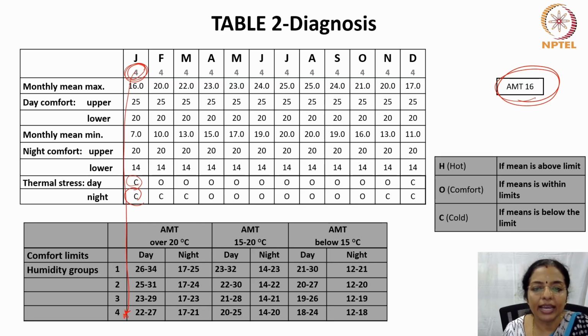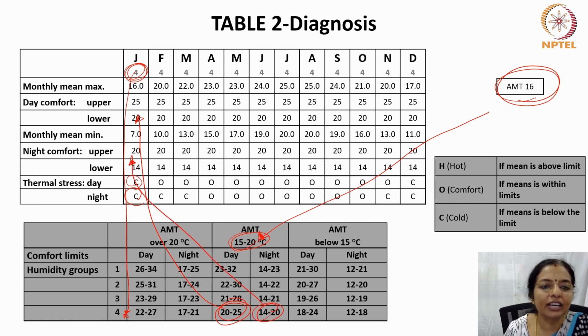AMT below 15 degrees centigrade, and here there is AMT which is 25 to, so 16 falls here, no, between 15 and 20. So this is what I will be entering. So this is what I have entered, 20 to 25. And 14 to 20 is the nighttime comfort range. And based on this, I have also entered the thermal stress during day and night.